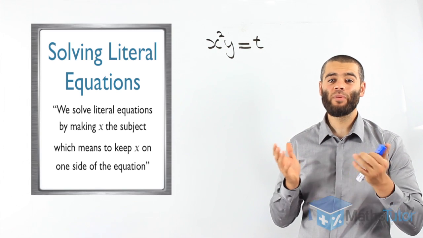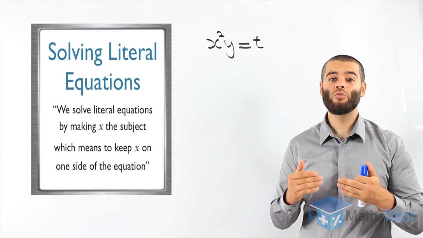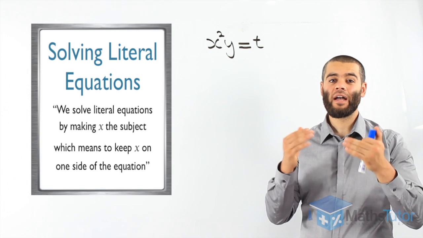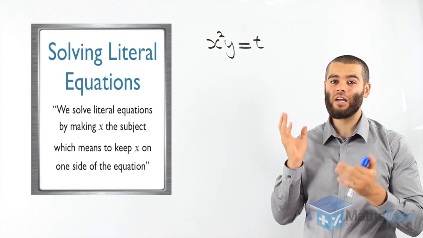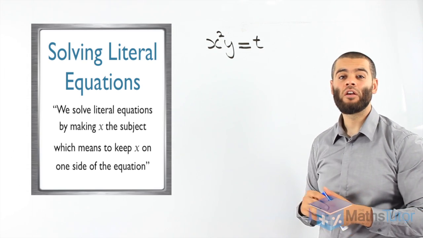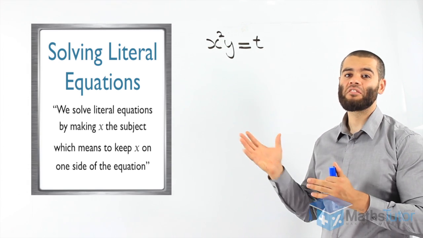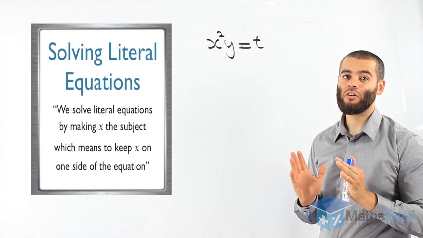Hey everyone, in a previous lesson we learned how to solve literal equations. Now we're going to do more literal equations that involve a couple more steps. Let's start by doing the first one. We have x squared y equals t. We are asked to make x the subject, which means throw everything on one side and leave x by itself.